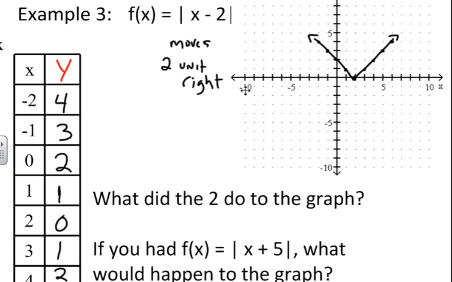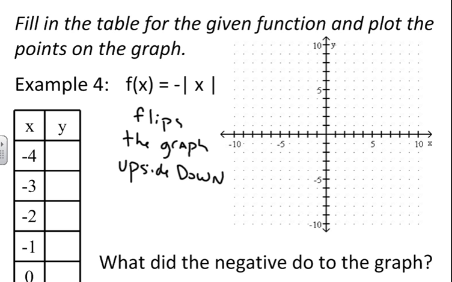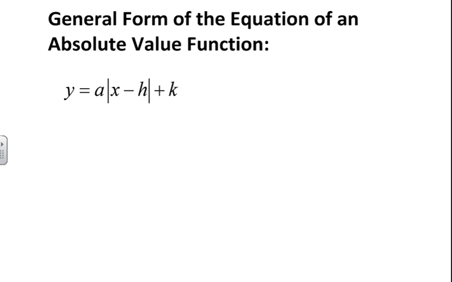I'm going to leave example 4 for you to do. But what I can tell you is this negative in front of the x flips the graph upside down. That's a good hint for you. Flips it upside down. All right, so this is the general form of the absolute value function.